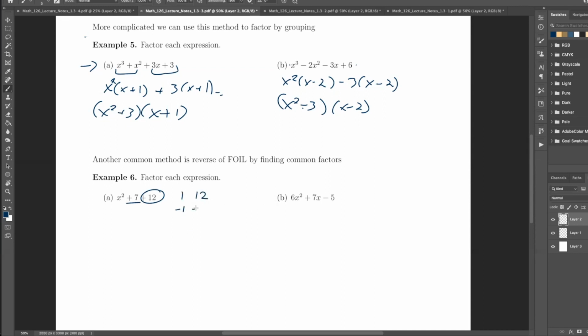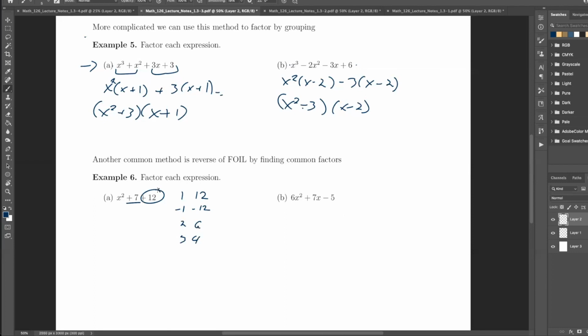Technically, you have -1 and -12, but that's never going to get you to where you want to be. If this is positive, it's almost always positive, so I'm going to skip the rest of the negative ones. I'll have 2 and 6. I'll have 3 and 4. And that's the rest for the positive.